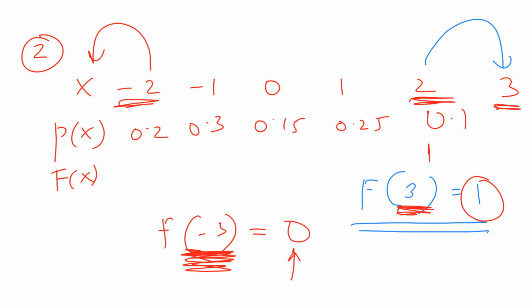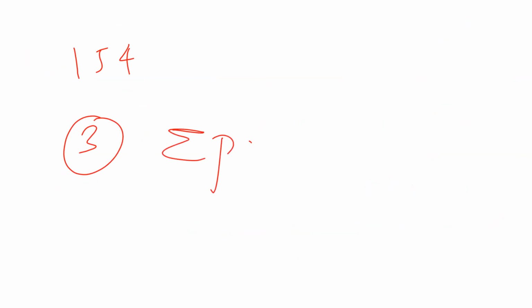Then few more things I'm just looking out for. Fill in the blanks. I think it's on page number 154. Fill in the blank number 3. They're asking summation of p of x for a discrete random variable. It has to be equal to 1.